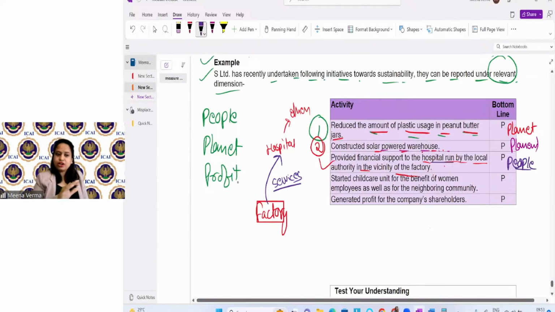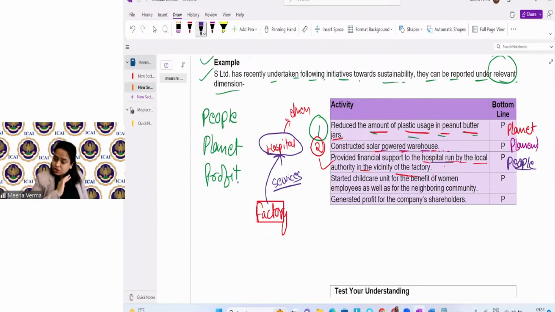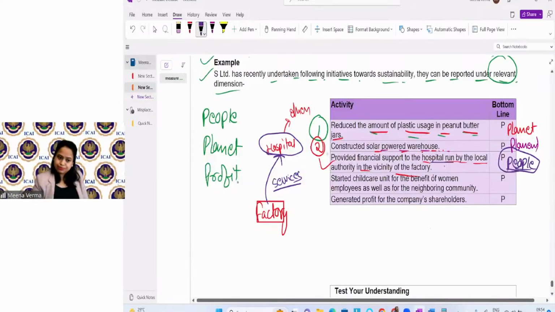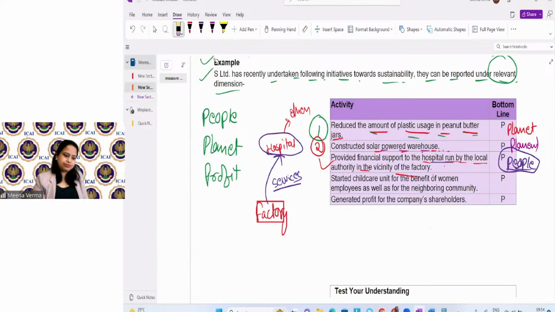These people are not at all related to your business. Those who are coming to the hospital are not at all related to your company. They are not your customer. They are not your employee. They are nothing for you. But still you are giving some assistance to the hospital. It will come under people. You want to keep the people happy. Okay, next.